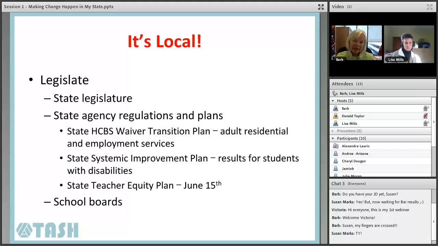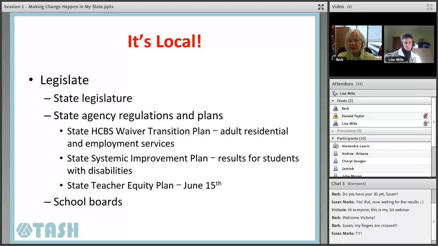States also have planning processes that they're required to engage in, and that's another avenue for chapters to get active and to advocate. For example, the state teacher equity plan is due to the Department of Education by June 15th. This plan would show that the state is going to have highly effective teachers involved with all communities and with all students. So that's just an example of something that's coming up that is a planning process that's a way that advocates can make a difference.